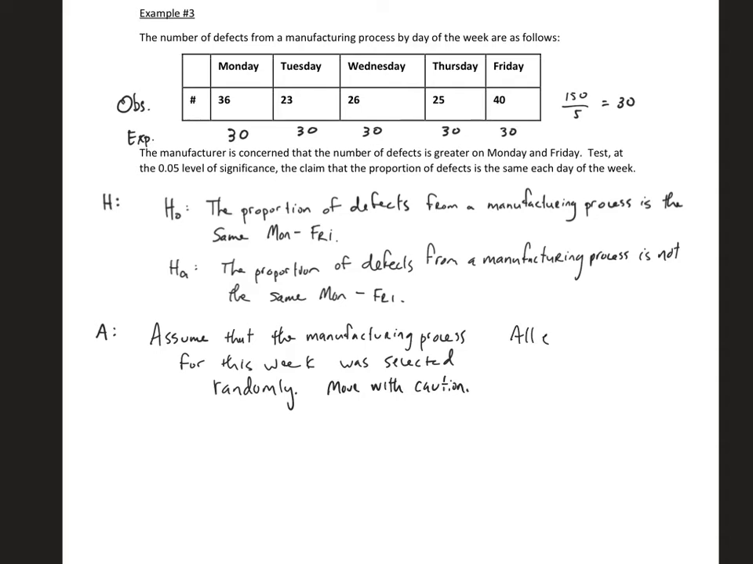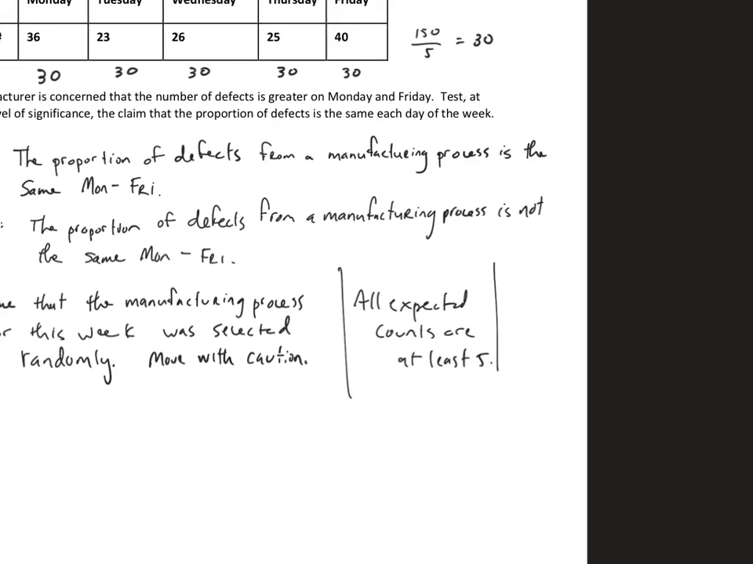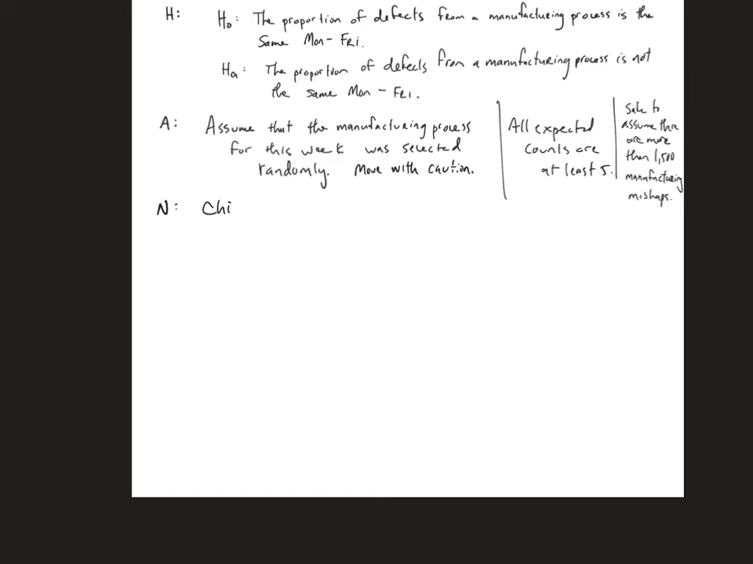Next, all expected counts are at least 5. So we're good. In terms of the expected counts, the simple random sample and my expected counts. And I'm going to say it was safe to assume there are more than 1,500 manufacturing mishaps. The name of the test is a chi-square goodness of fit test.